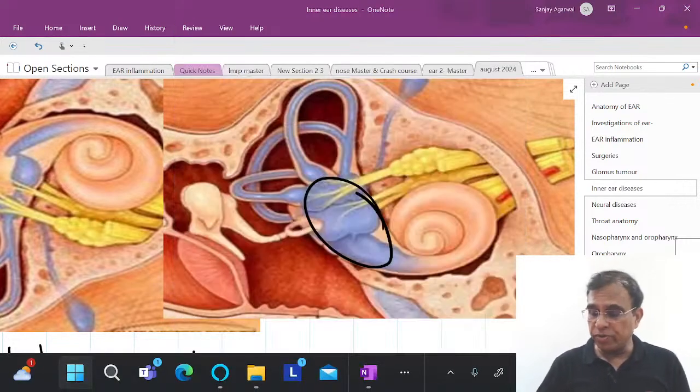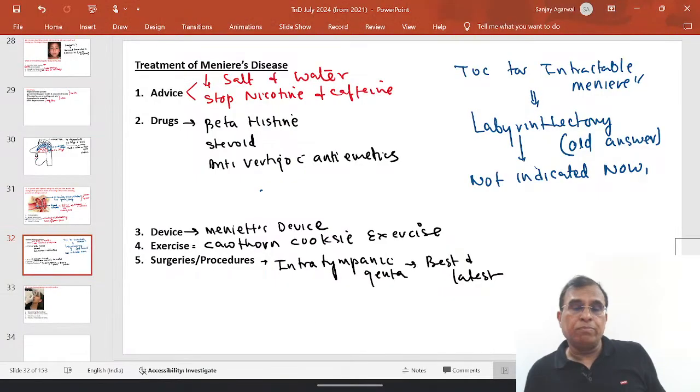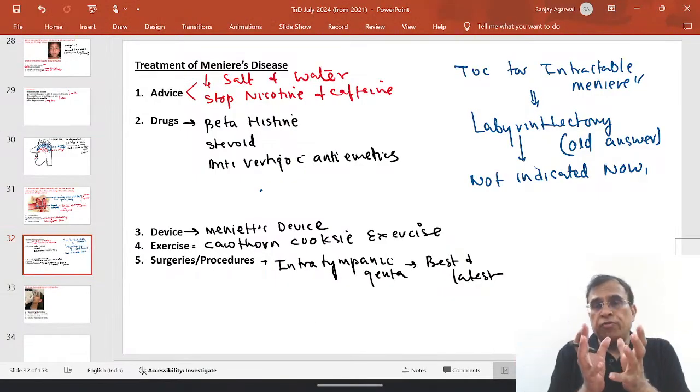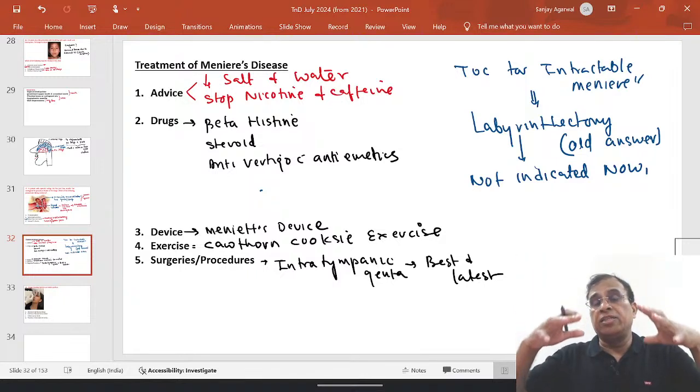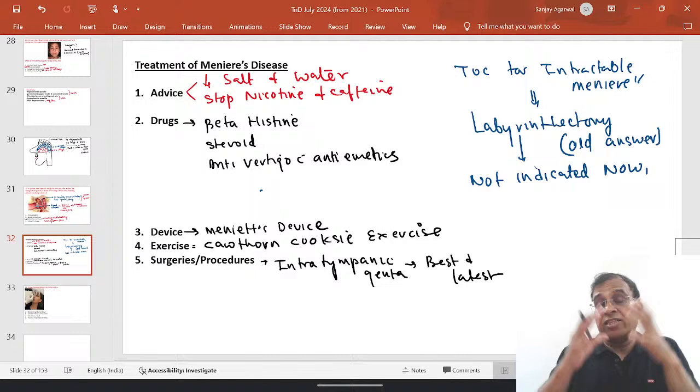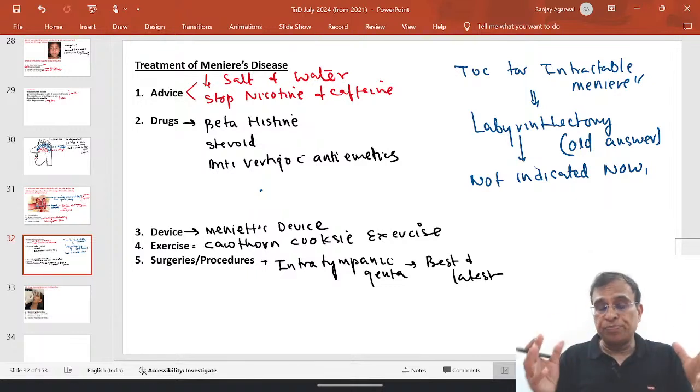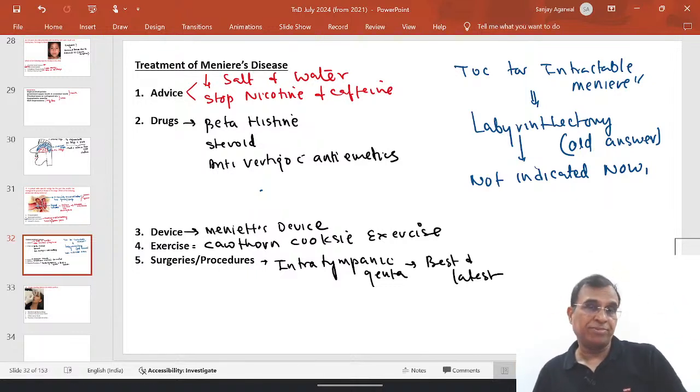So I don't know whether you have been able to understand. So basically it is that small extra fluid which is accumulated in a small area is spread in a larger area by this device, so that small area with extra fluid has improved and the symptoms will improve. Does it make any sense?